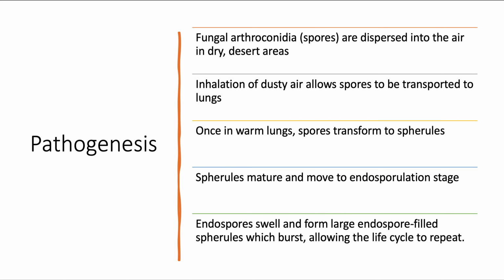So the pathogenesis of these pathogens is that they first start out as fungal arthroconidia, which are spores. These spores are dispersed into the air in dry desert areas when the dirt is stirred up. Inhalation of dusty air allows these spores to be transported to the lungs. Once in this warm environment, these spores are able to transform into spherules.